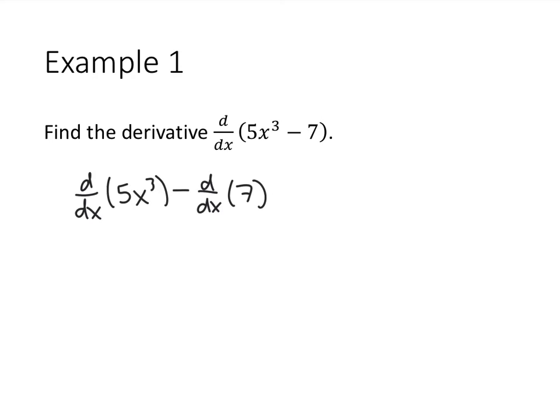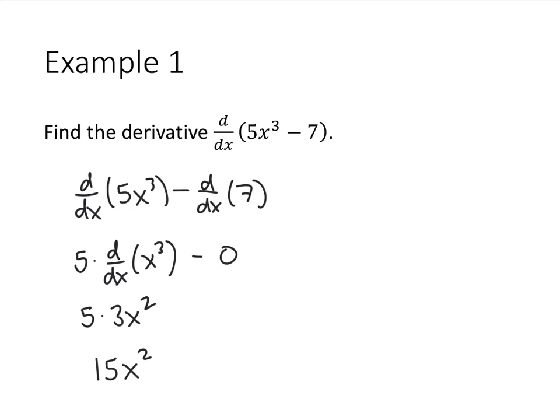All right, what's the derivative of 5x cubed? Well, now we use the constant multiple rule. This is 5 times a function, 5 times the derivative of x cubed. We'll deal with the 7 in a minute. And we know that the derivative of x cubed is 3x squared. That's from the power rule. And so that gives us 15x squared. What's the derivative of 7? Well, 7 is a constant. It's a constant all by itself, and the derivative of any constant is 0. And subtracting 0 doesn't do anything, so that means our final answer really is the 15x squared.